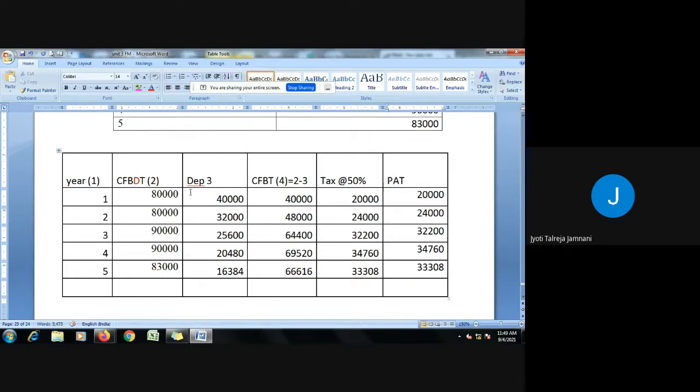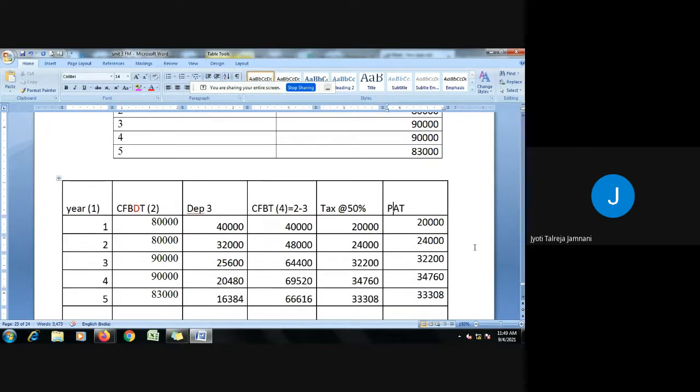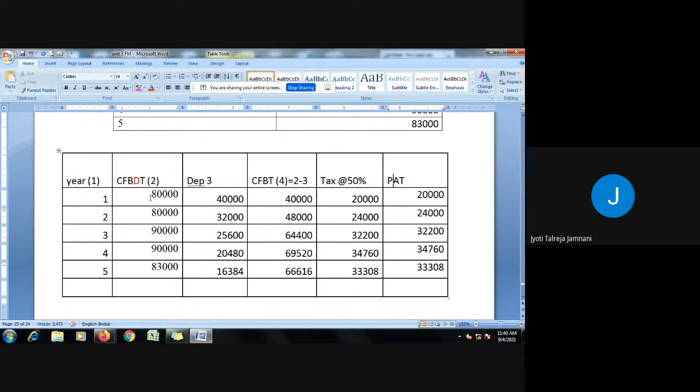So if they give a question like this, where they give you the tax rate and the depreciation rate, and they ask you to calculate the profit after tax, you need not go up to cash flows. These are the columns that you will need: the cash flow before depreciation and tax, the depreciation. From that, you minus the depreciation to get the cash flow before tax, minus tax, and you will get the profit after tax or cash flows after tax. This last column we will total and we'll find the total PAT so that we can find the accounting rate of return.